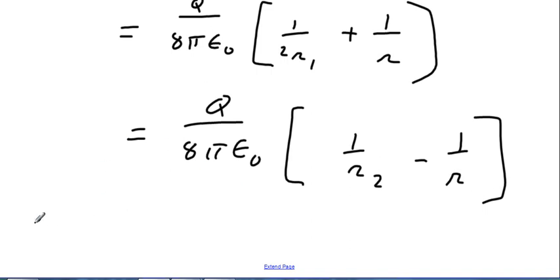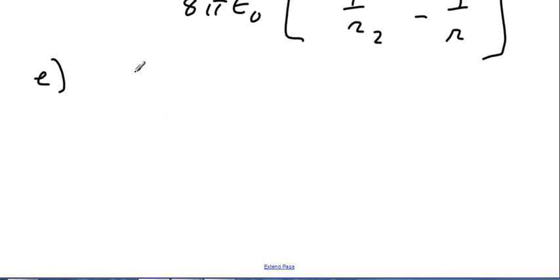Then for the E part, plot both voltage and electric field as a function of r between r equal to 0 to r equal to 2r. Okay, so we're going to do that.